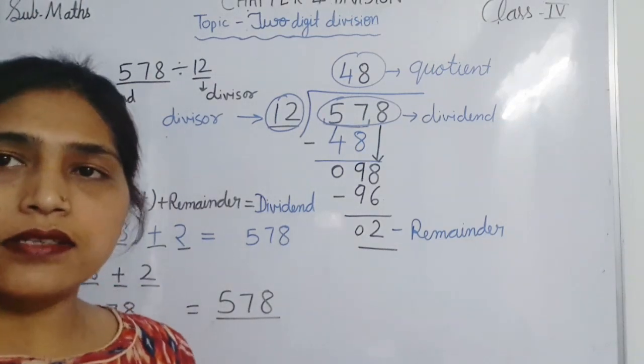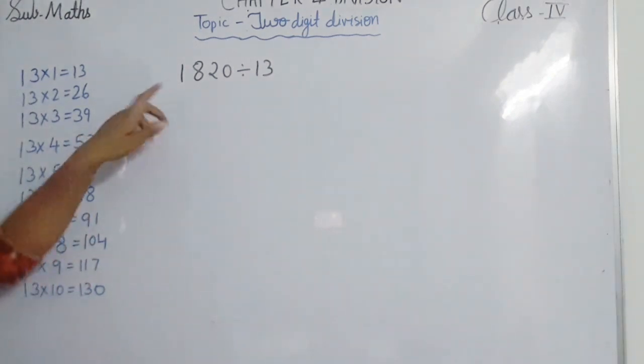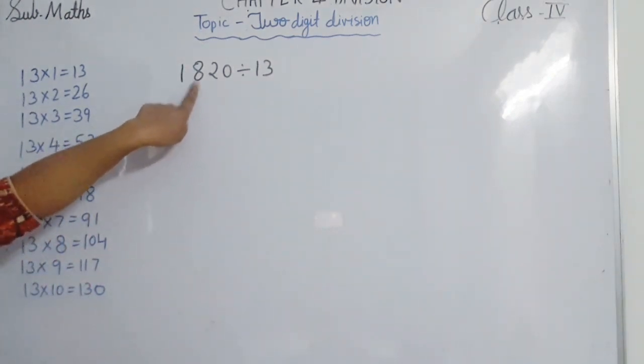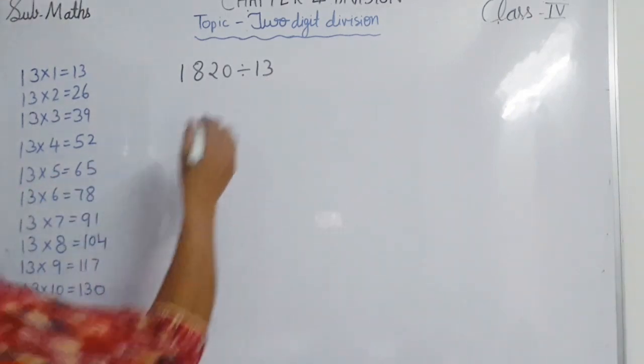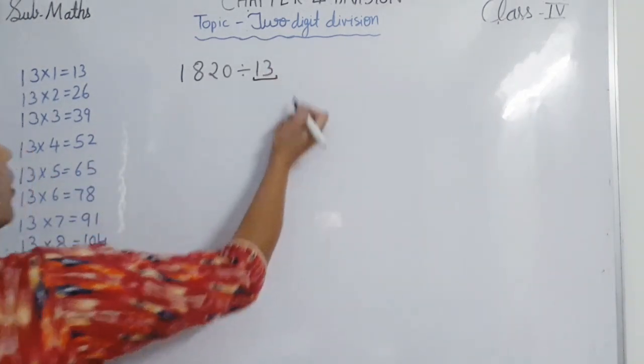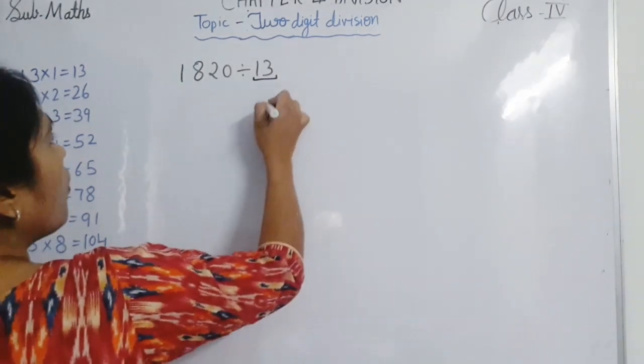So let's take the next example. Our next example is 1820 divided by 13. So let's solve this. For this you have to learn the table of 13 if you don't know. Right now I have written the table here, so we will take help from here. So let's start it now.